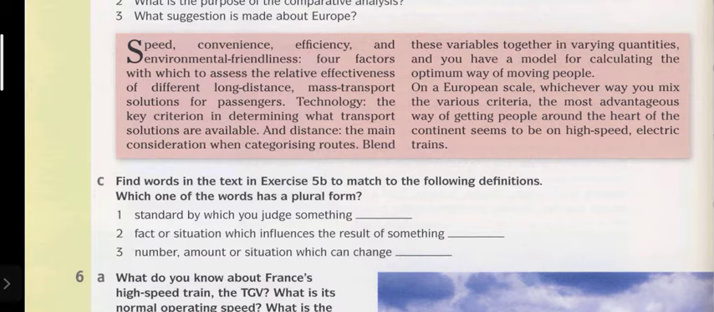Understood. Number 3. Number, amount, or situation which can change. Look in the article and give me the word that means this. Number, amount, or situation which can change. Changeable. Yes, variables. Very good.